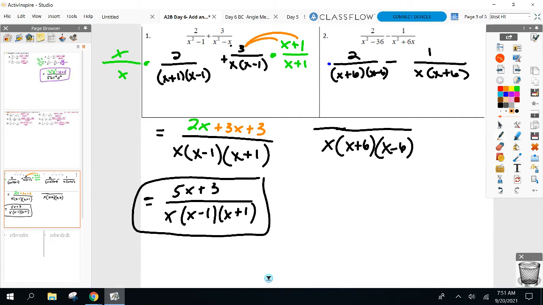On the left side, you multiply by x. Good job. Yep. Multiply top and bottom by x. So what's my new numerator? Not 2, but 2x. Good work.